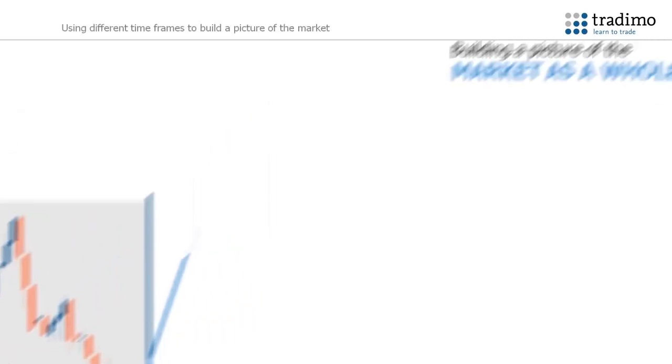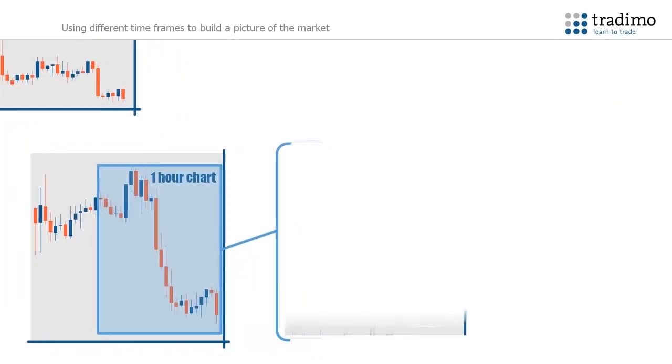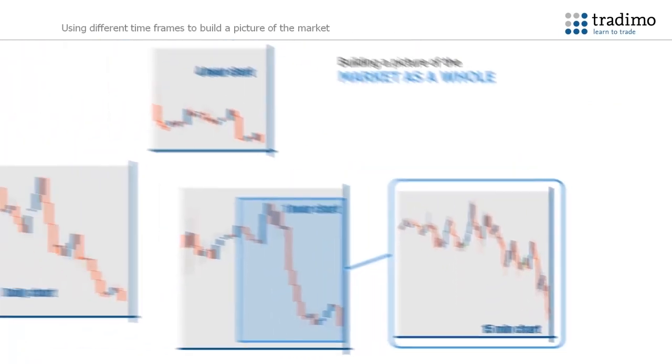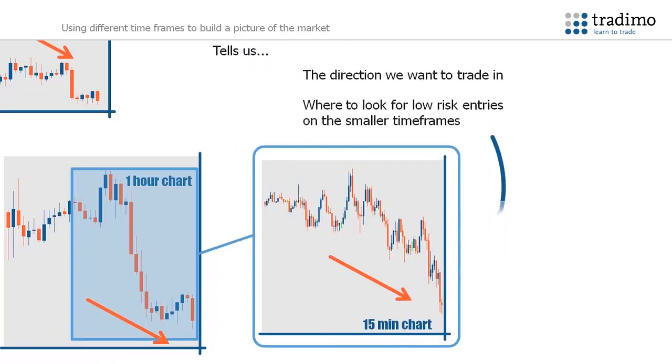We can use different timeframes like pieces of a puzzle to build a picture of what the markets look like as a whole. What is the larger timeframe telling us? Are we in a trending or ranging environment? Once we know the direction we want to be trading in by looking at the bigger picture, we can then look for lower risk trades on the smaller timeframes.